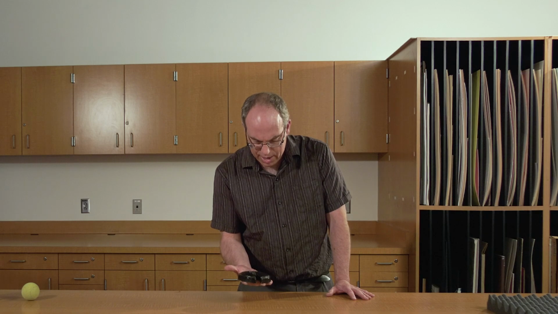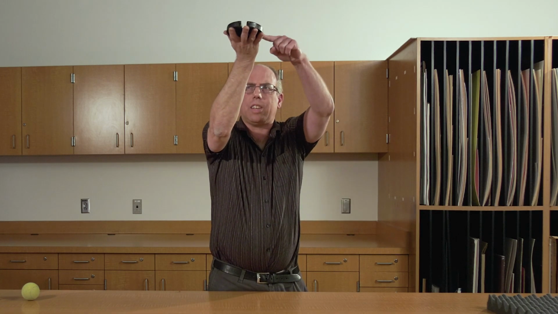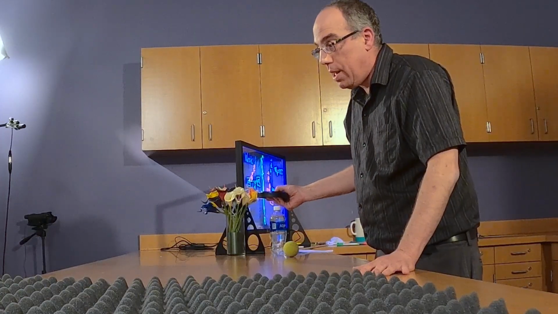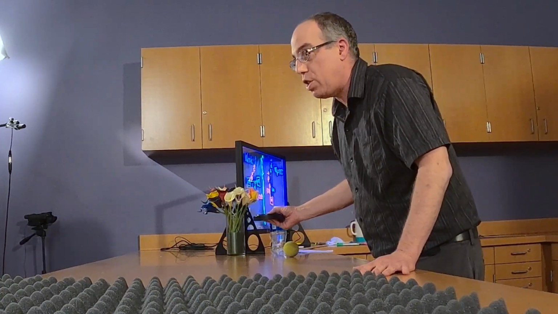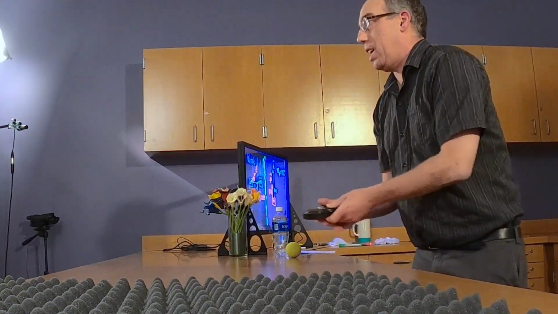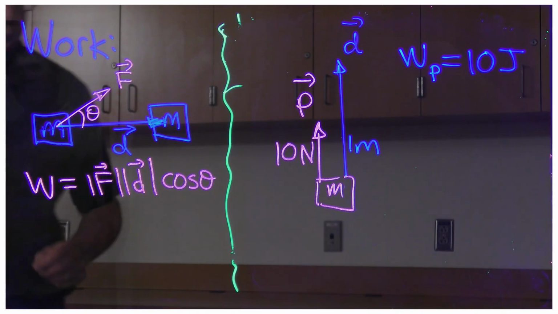So I apply a 10 Newton force through a 1 meter displacement. I did 10 joules of work, but this time, no kinetic energy. Why was it that when I do 10 joules of work on the mass, moving it horizontally, I get 10 joules of kinetic energy, but when I do 10 joules of work on the mass, moving it vertically, no kinetic energy? What happened here? Let's go back to the light board.